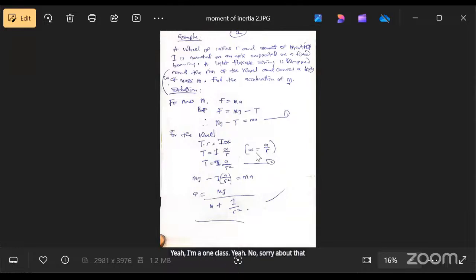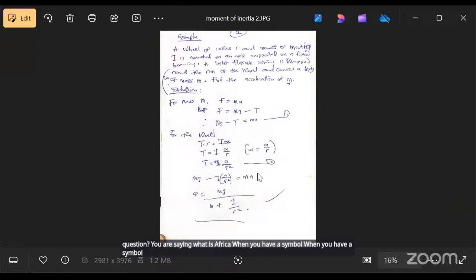So what was the last question? You are asking what is alpha? When you have a symbol that replaces what is defined for you, you define it as acceleration over radius. You are asking me what is alpha?